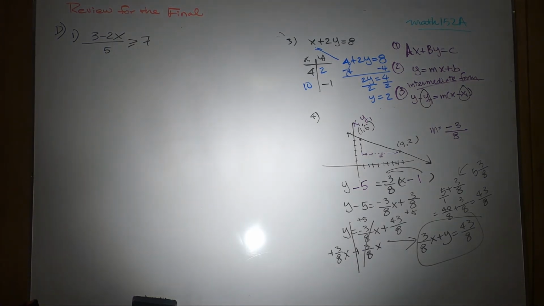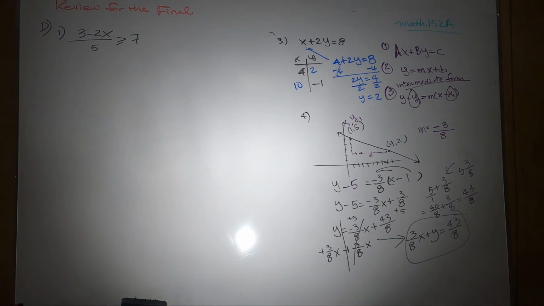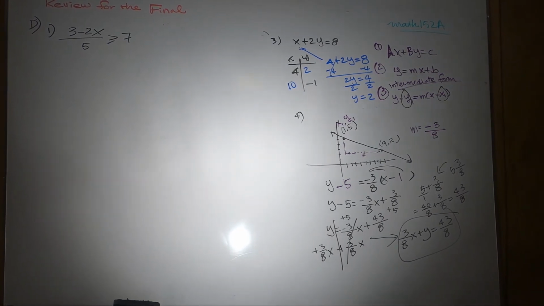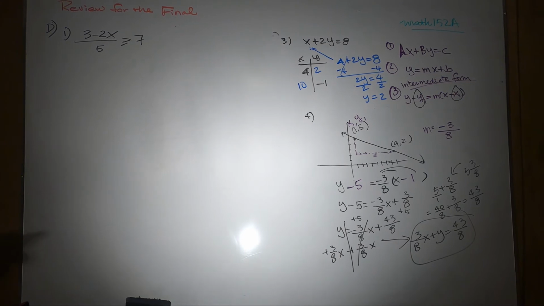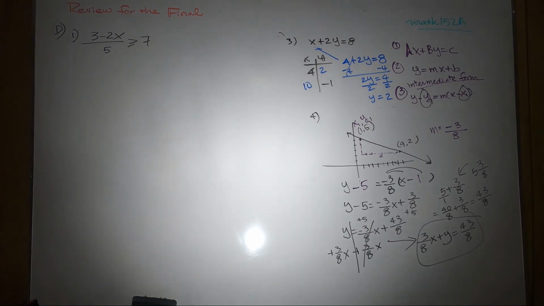We said, solving linear inequalities is the same as solving linear equations, except what? We call it the silver rule instead of the golden rule, right? And when you multiply or divide by a negative number, you switch the direction of the inequality. That's the only difference between equations and inequalities.